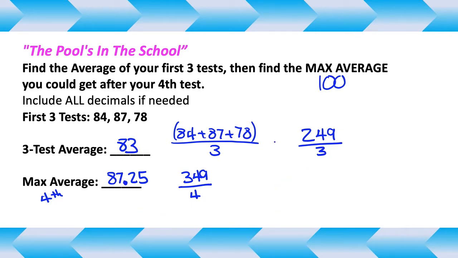So there you go. Good job, y'all. You went from an 83 to an 87.25 because you aced your fourth test. Good job. Or at least that's the max. It's the best you could do without extra credit. So hopefully you get that 100 on that fourth test.